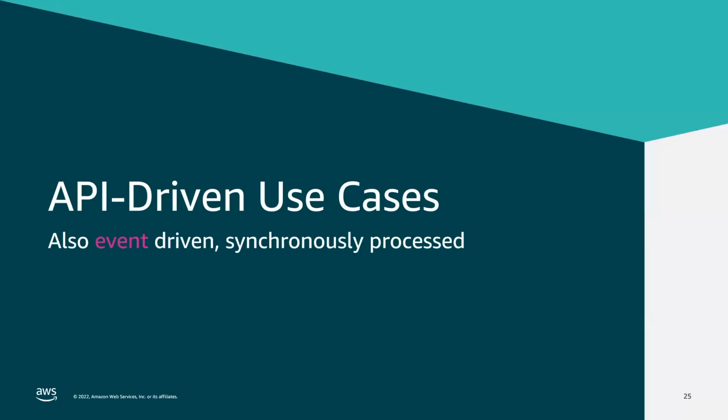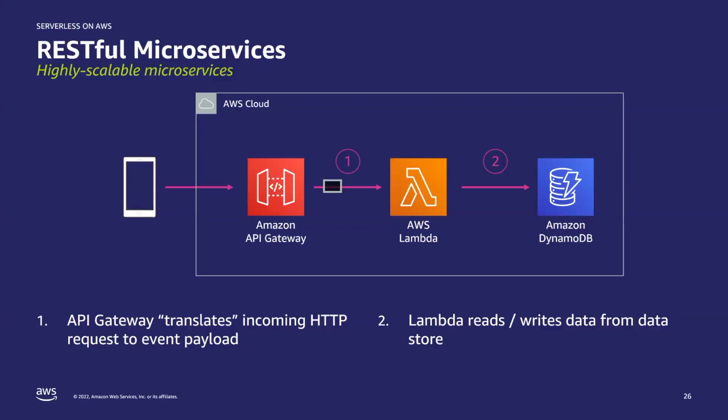So the API-driven use case is also event-driven, but synchronously processed. So RESTful API microservices. API Gateway would be the foundation here of essentially intaking those requests into AWS. And then that would pass that on to Lambda and then your DynamoDB key-value store, however you want to set that up.